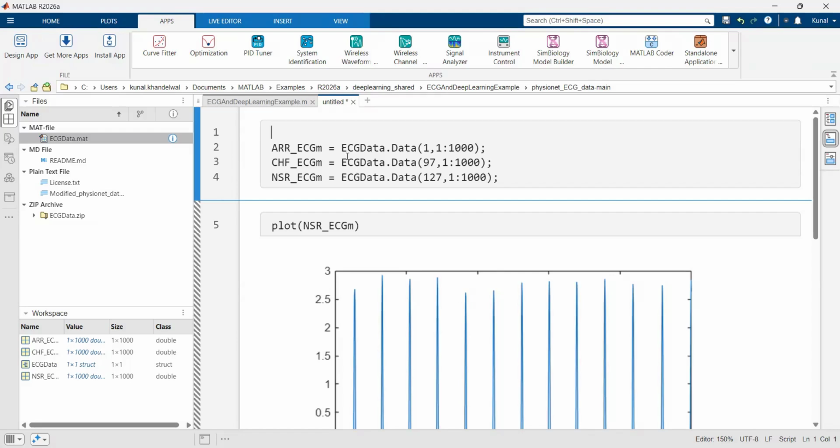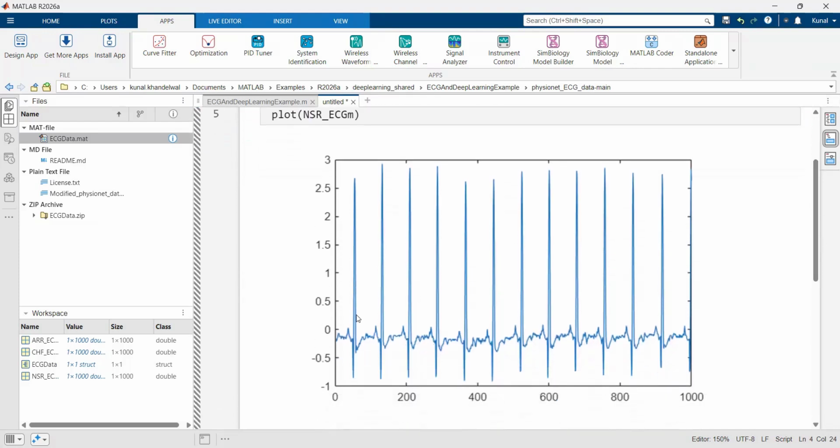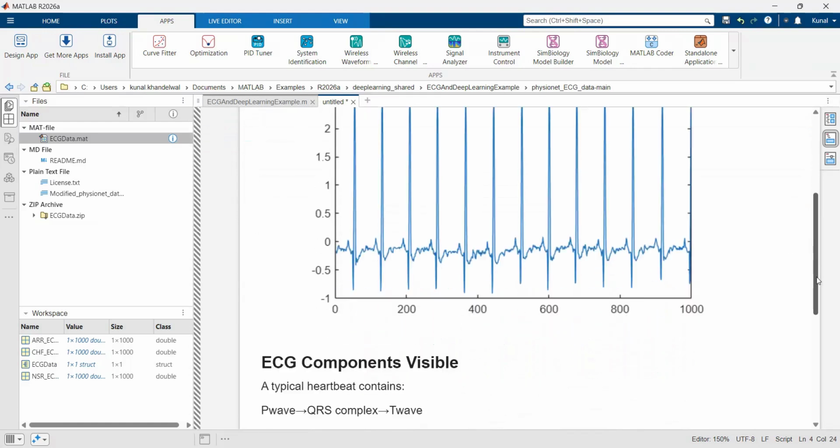As you can see over here, we have extracted the arrhythmia signal, congestive heart failure signal, and normal sinus rhythm signal. And I've also plotted over here the normal sinus rhythm. If you see, an ECG signal basically consists of three regions. I could say the P region, a peak over here, followed by the QRS complex wave, and followed by T. Let me explain what it has.